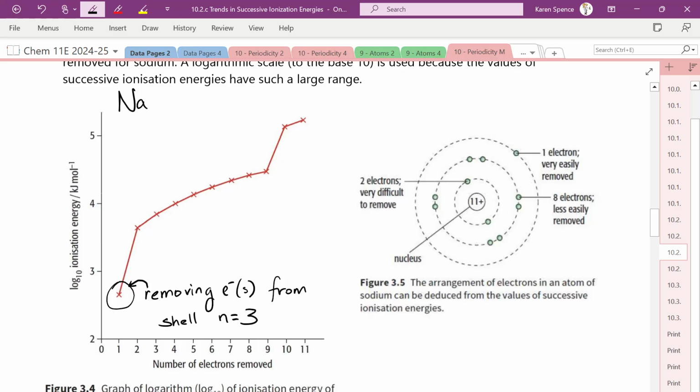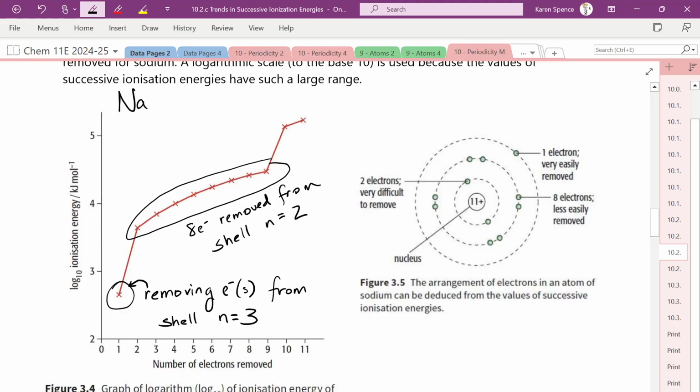N equals 3, yes? How many electrons do we have in here? 8. And these are being removed from shell number 2. And then these would be removed from shell n equals 1. Okay, and you can see that in the Bohr diagram over here.